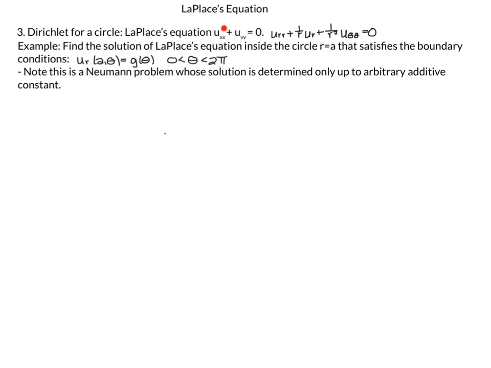The Dirichlet problem for a circle: we have Laplace's equation, and then we have the conversion to polar coordinates. I wanted to do this example because it's an example of a Neumann problem. In other words, where we have a boundary condition concerning the first partial derivative. So we're going to find the solution of Laplace's equation inside a circle r equals a that satisfies this boundary condition here, where the boundary condition is about the first partial derivative of u with respect to r, at a theta, is equal to g of theta.